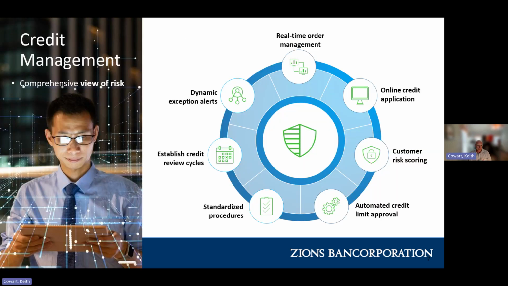So what does this look like in each of those areas? So under credit management, it looks like things along the lines of real-time order management. So if you've ever worked with sales teams, they want you to approve those credit increases or orders as quickly as possible. So it's important to have that real-time ability to review and be able to update and release those orders. Providing an online credit application, the customer risk scoring.